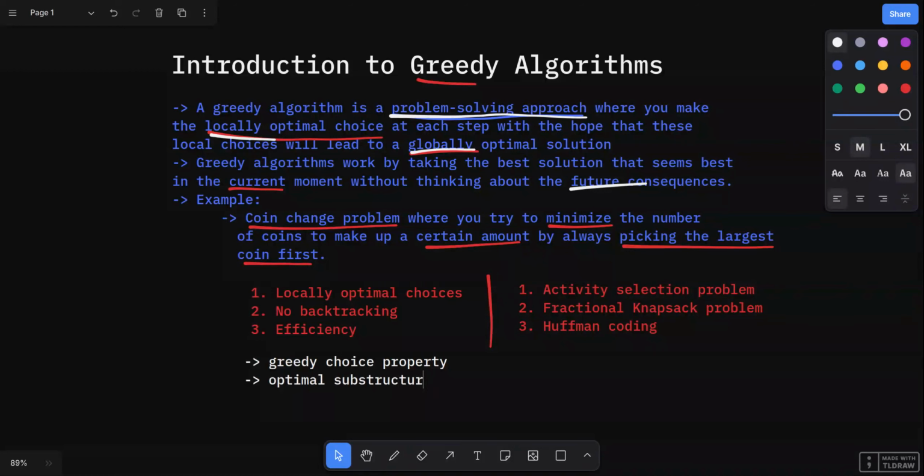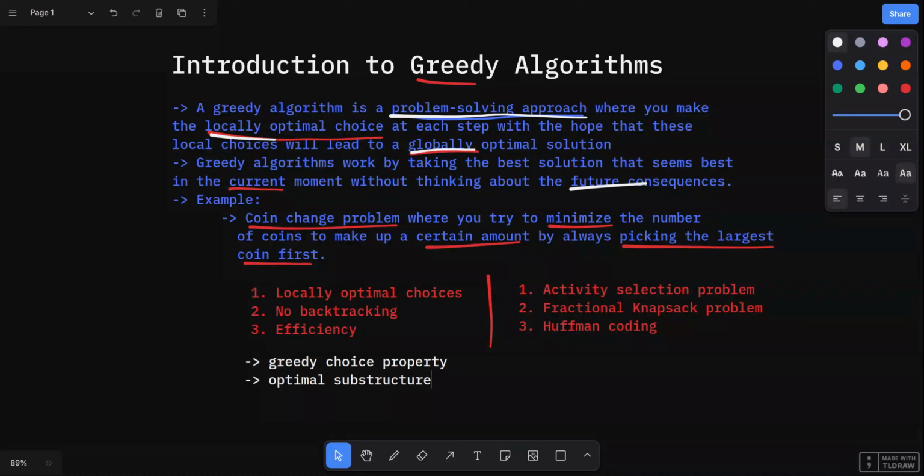Optimal substructure. And what optimal substructure is, basically a problem exhibits optimal substructure if an optimal solution to the problem contains optimal solutions to the subproblems. I'll just repeat that again. If an optimal solution to a problem contains optimal solutions to the subproblems of that problem, that is what we refer to as optimal substructure. These are the two main conditions that you need for a greedy algorithm to work.